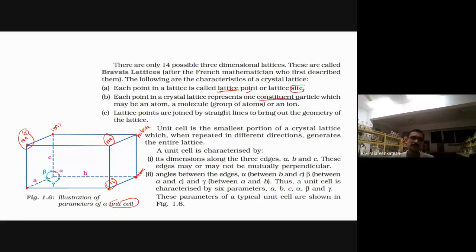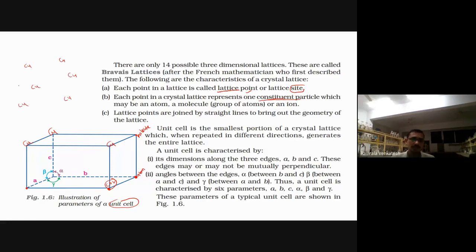For example, assume this is a copper crystal. Now all these points are occupied by copper constituent particles, like this. Next, lattice points are joined by straight lines to bring out the geometry of the lattice. So for example, here one copper is there, here one more copper, here one more copper, and here also one more copper.